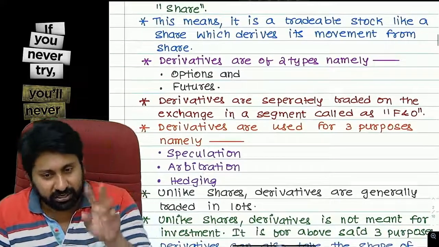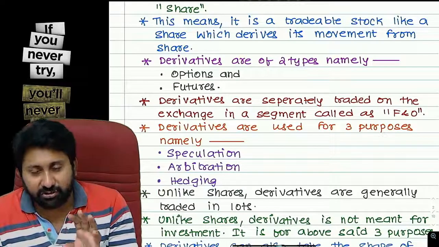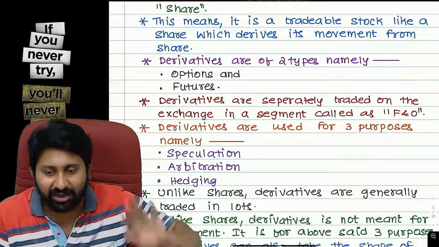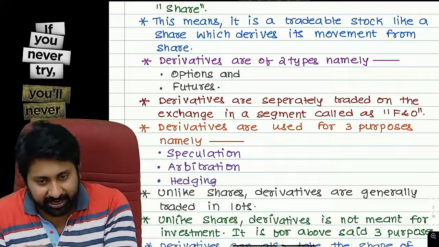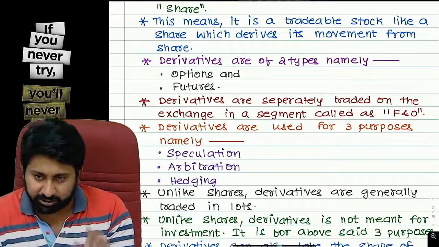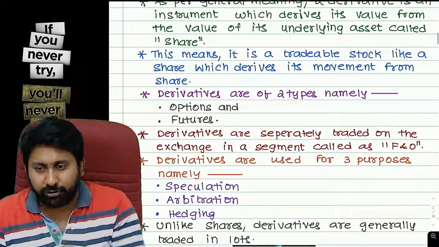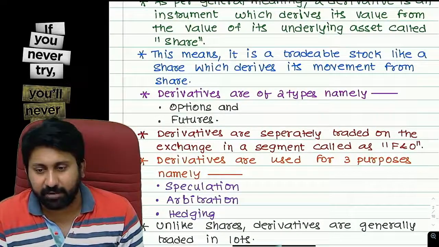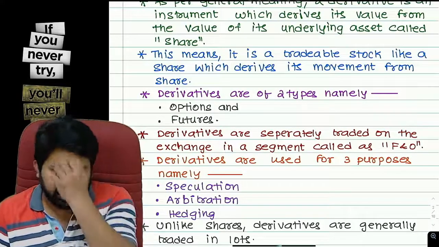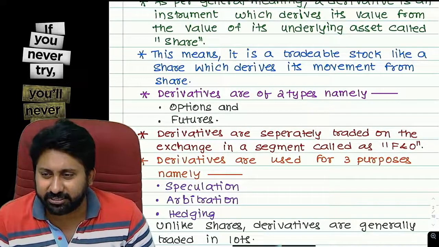Two types of derivatives are there. One is options, another one is futures. Derivative options and derivative futures are separately traded on NSE and BSE in a separate segment called the F&O segment. F&O means futures and options. Next, derivatives are used for 3 purposes, namely speculation, arbitrage and hedging. Sir, what is this speculation, arbitrage and hedging?